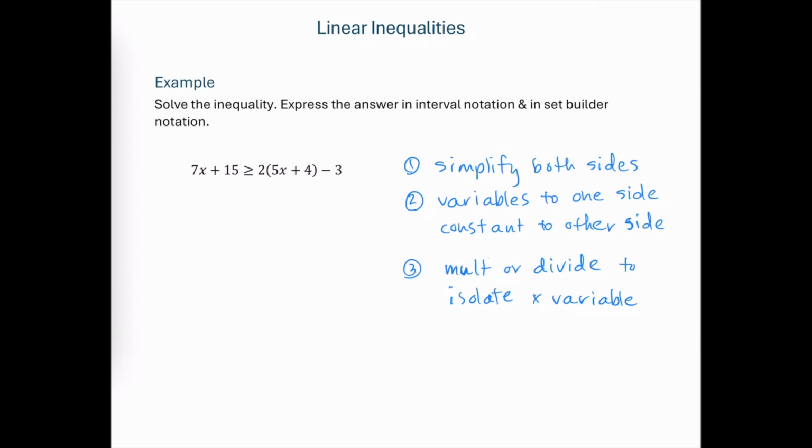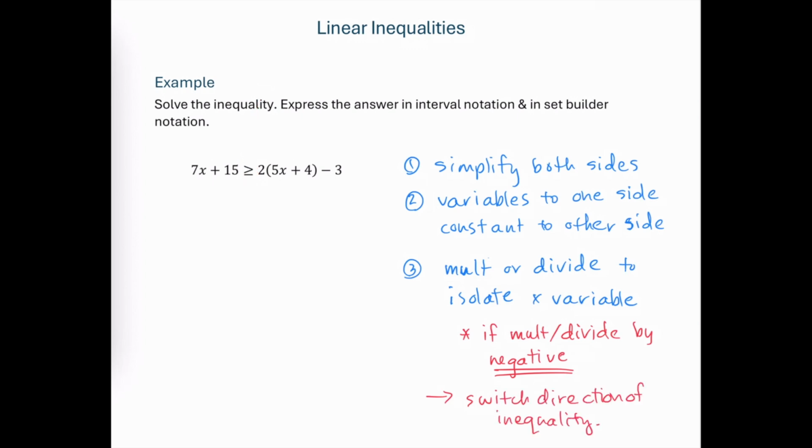And it's at this step when we have a slight difference in our process. If we have an inequality and we multiply or divide by a negative quantity, we would need to then switch the direction of the inequality. So let's walk through these steps with this example.